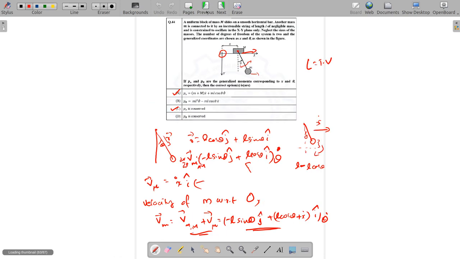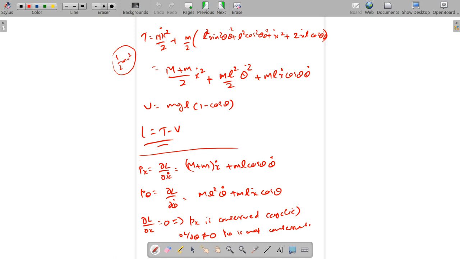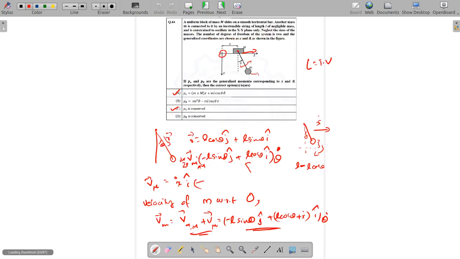The block capital M has a velocity x dot, so its kinetic energy is half capital M x dot square. And this whole thing is the kinetic energy of small m. So what I am doing here is taking the velocity of small m with respect to the origin, and taking the magnitude of this vector, which is basically the square of this plus the square of this, and that's what I have written down here.